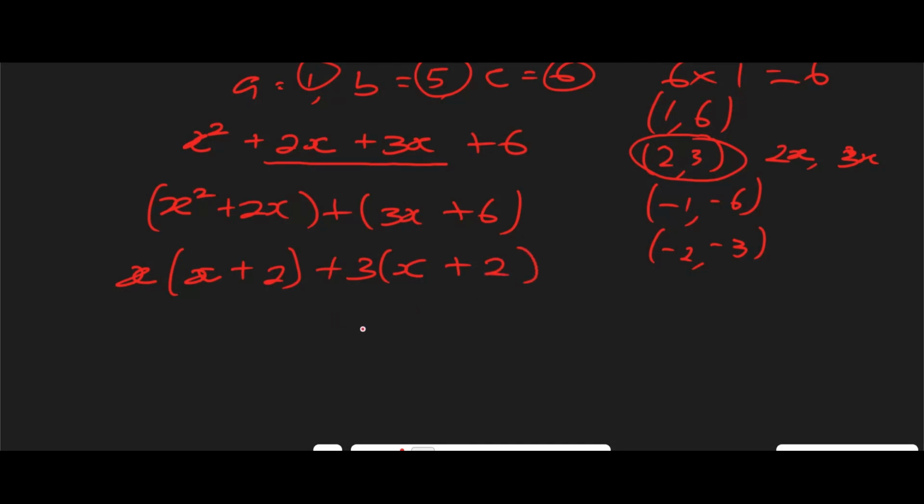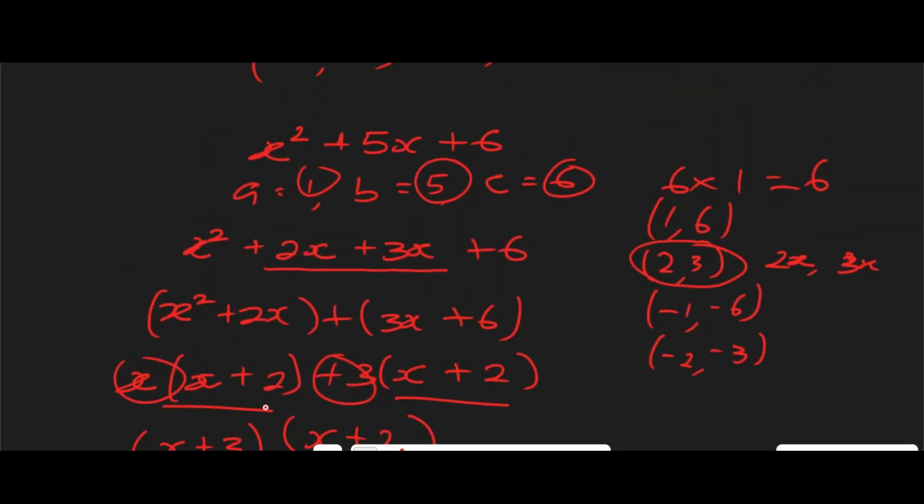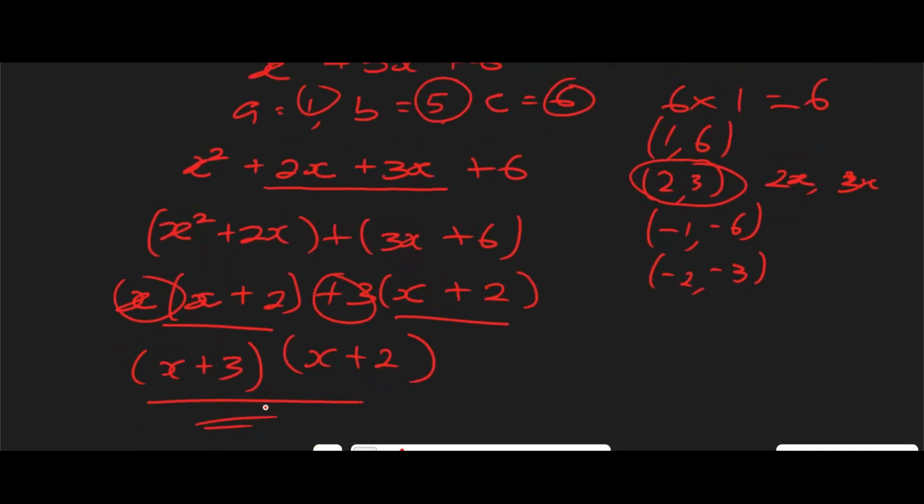So we're on the right path because the expressions in the brackets are the same: x plus 2, x plus 2. So we just take the coefficients, that is x plus 3. Then we take one of the brackets, x plus 2. When we are done, that's the final answer. So we have been able to factorize the expression x squared plus 5x plus 6. That's our final expression.